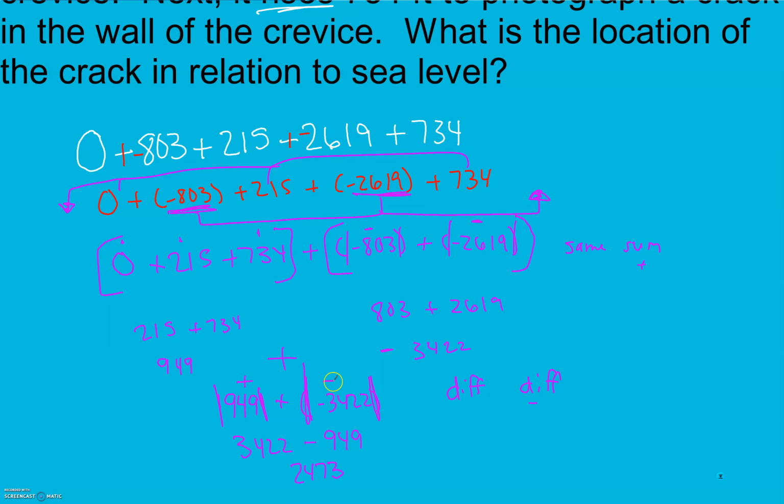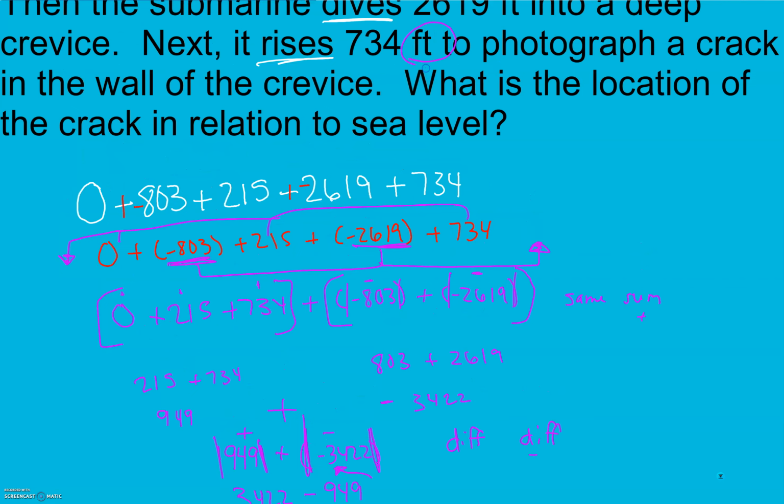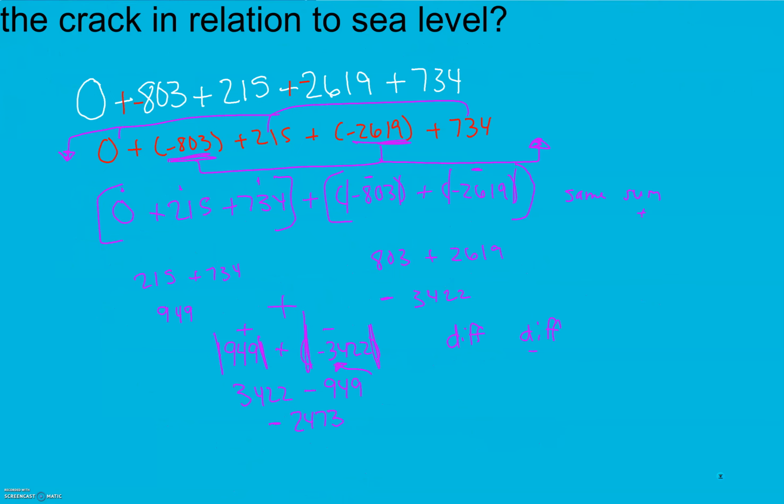And because 3422 was negative, so will this answer be. And this is feet. Or you could say 2,473 feet below sea level.